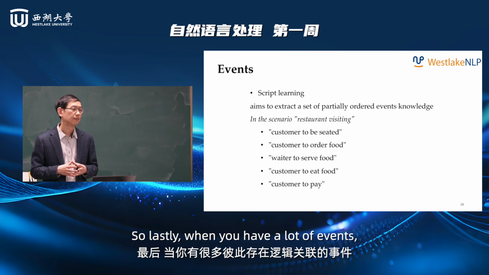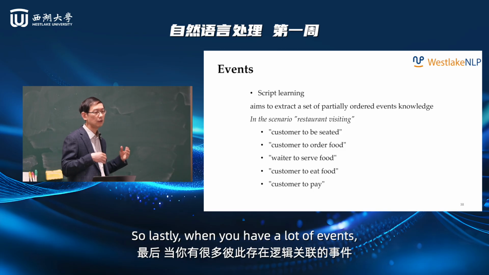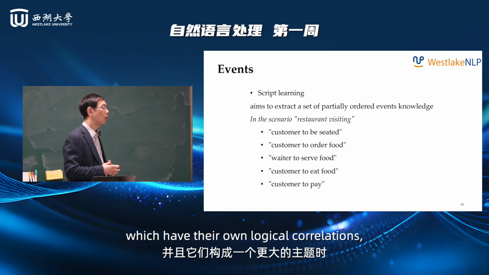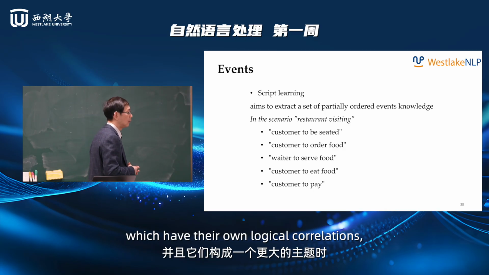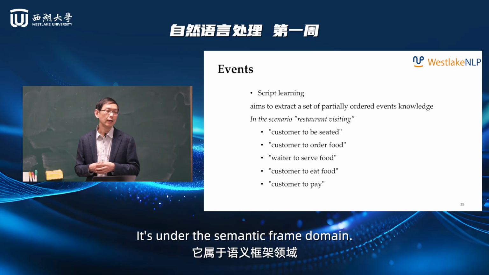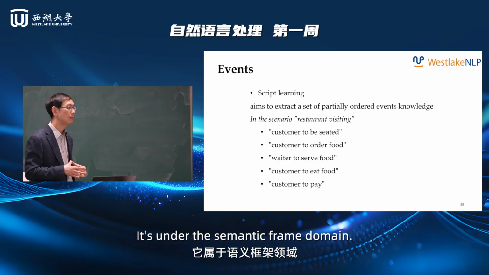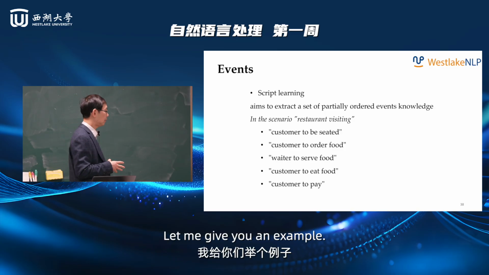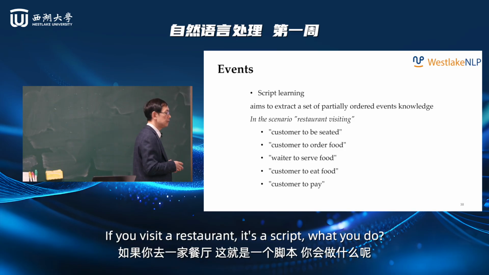So lastly, when you have a lot of events which have their own logical correlations, and these events form a larger theme, a larger event, this is called a script. It's under the semantic frame domain. Let me give you an example. If you visit a restaurant, it's a script.